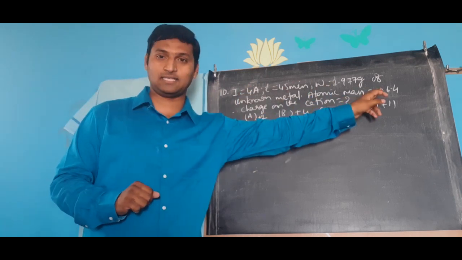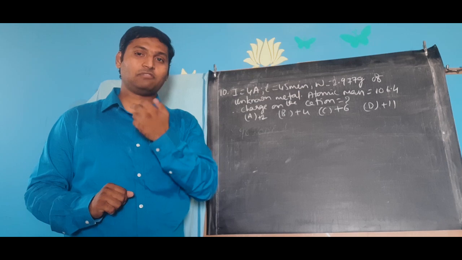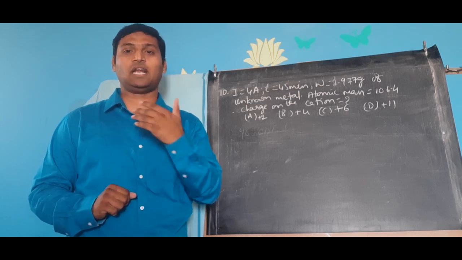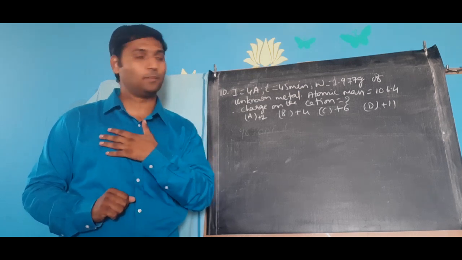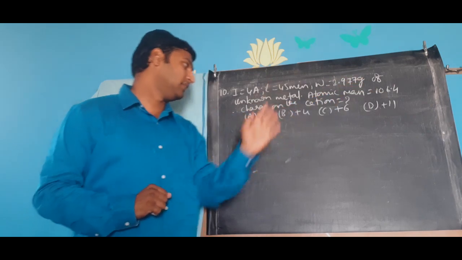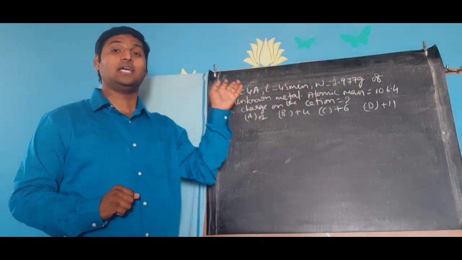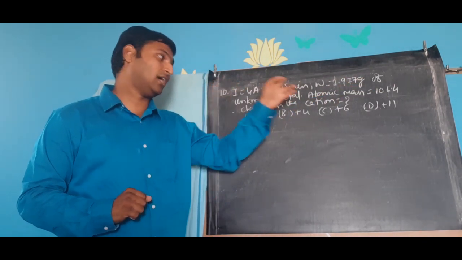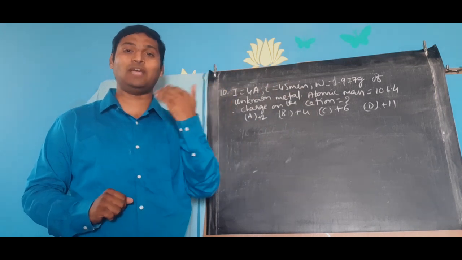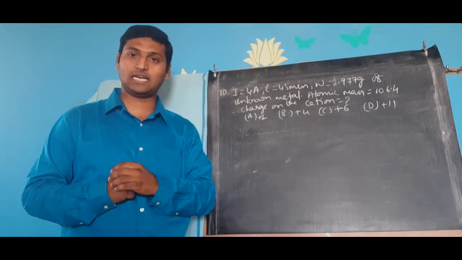Its atomic mass is given, but the name of the metal is not mentioned, so we will not get any hints on its valencies and all. Atomic mass is given. Now he is asking you the charge on the cation of that metal, means he is asking you valency indirectly. Is that clear?